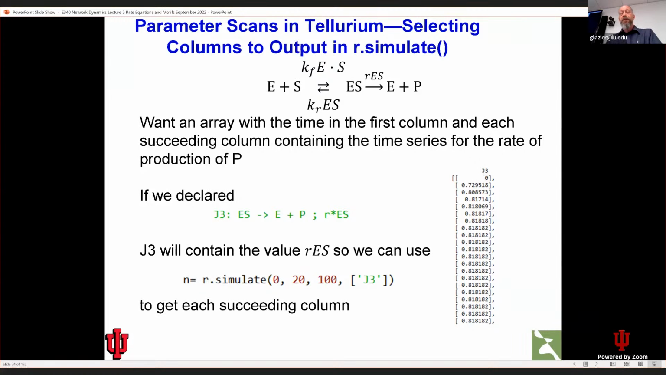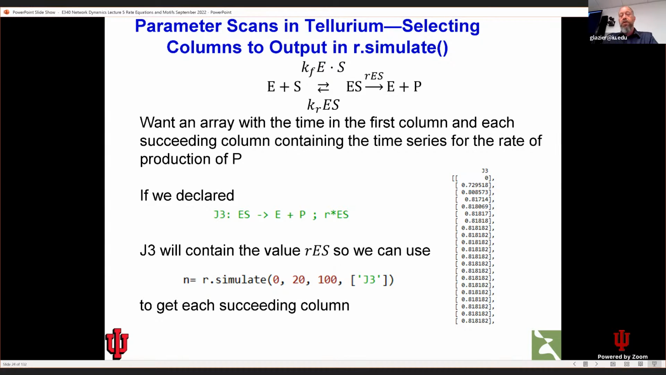And now I'm going to ask for some result. And the one I'm going to ask for here will be the rate at which I'm producing product, which is, in this case, I called it J3. ES goes to E plus P. The rate is R times ES. I could have just asked for ES because they're proportional to each other. But I'm going to ask for that rate, and that rate law in principle could be something more complicated.